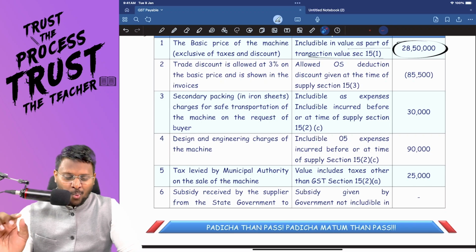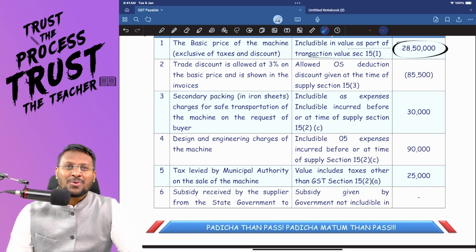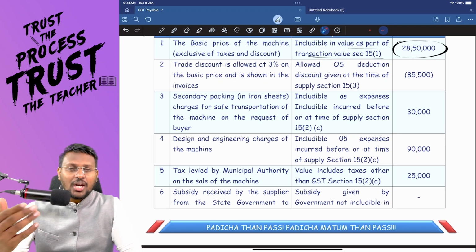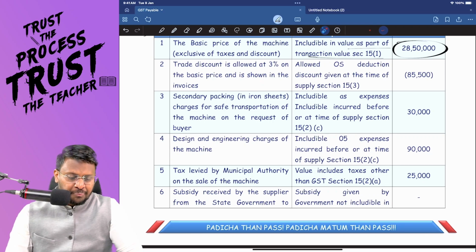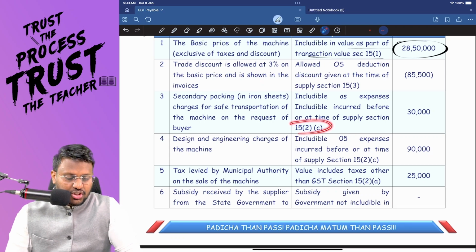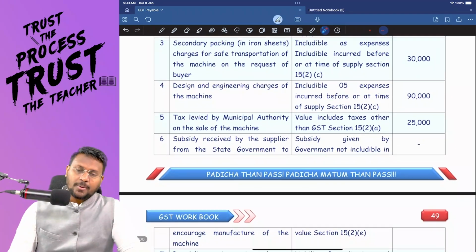Coming to the secondary packing. Secondary packing in what sheet? Iron sheet. Charges for safe transportation of the machine on the request of the buyer. This is an additional amount charged or collected by the supplier from the recipient. So it is includable as expenses incurred before or at the time of supply, Section 15 subsection 2 clause C. How much rupees? 30,000 should be manually included.